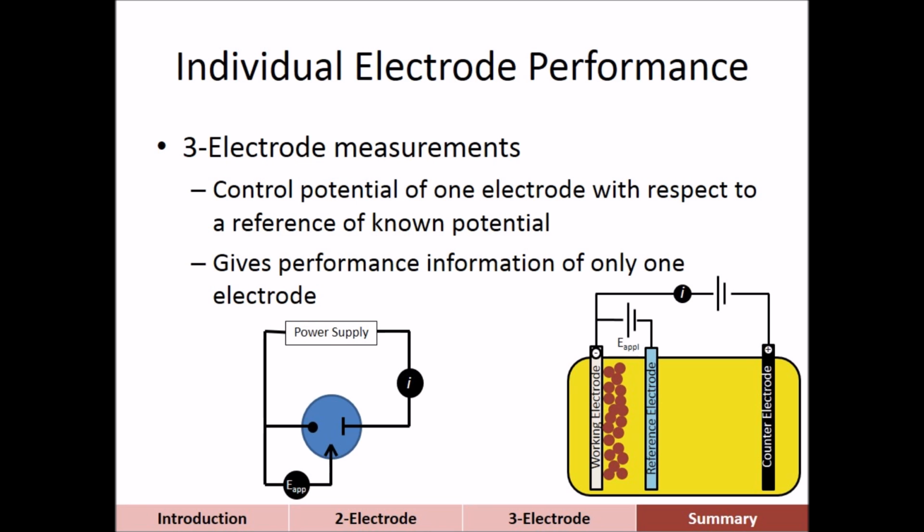And in a 3-electrode cell, the potentiostat controls the potential of the working electrode with respect to a reference electrode, and doesn't really have any counter-electrode effects at all. So in this way, it's possible to isolate the performance of the individual solar cell electrodes, the working electrode by itself, the counter-electrode by itself, but it's not possible to determine overall device properties such as cell efficiency.